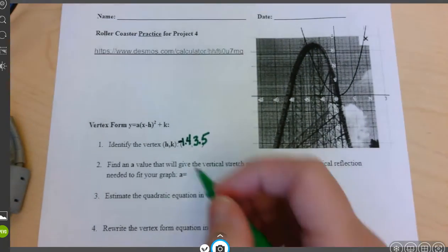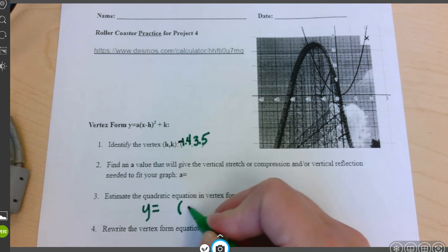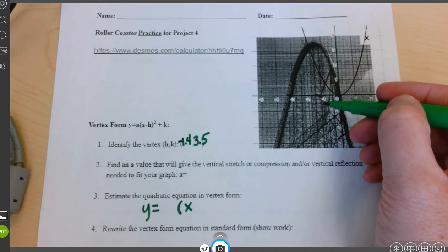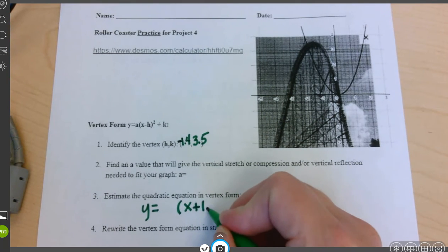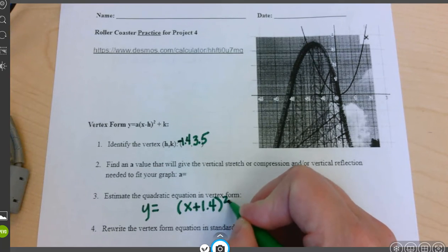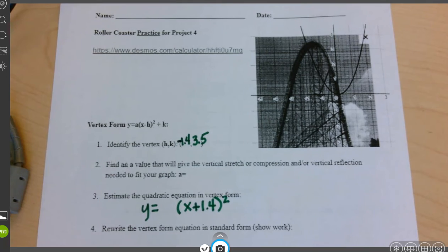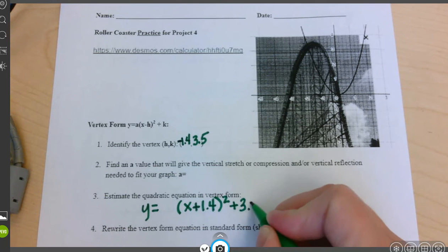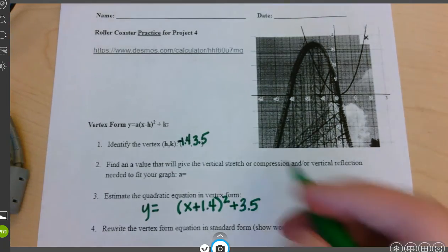Okay, so now we're getting back to what Jesse was saying. He was saying that we need to write an equation. And since it moved 1.4 to the left, it's not x minus 1.4, it's x what? Plus, good. So it's going to be x plus 1.4, and then parentheses squared. And then how do I move it up 3.5? Plus 3.5. And then how do I reflect it? With a negative in front.